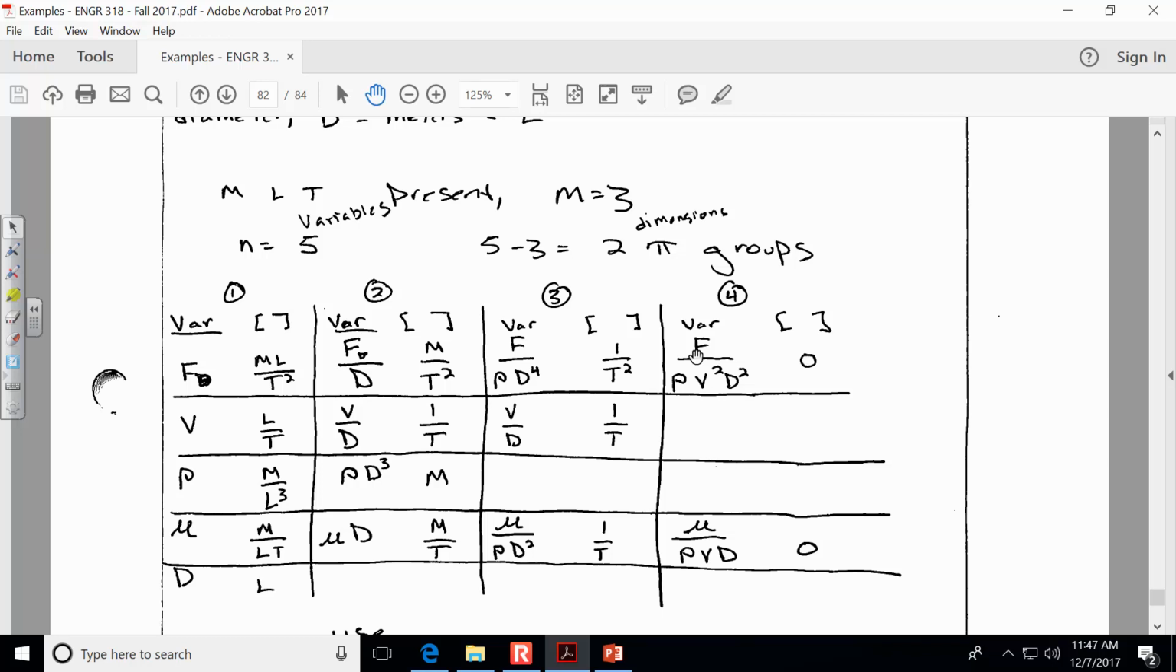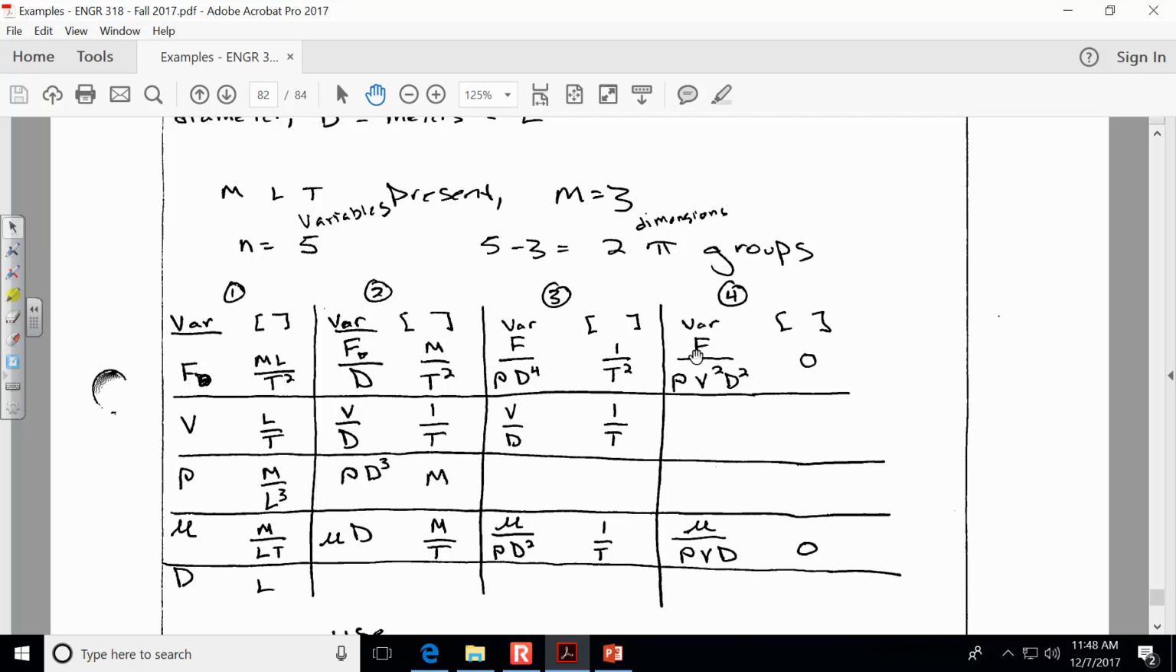Okay, step 3. Now, by the way, I'll mention that there's more than one right way to solve a problem like this. There isn't just a single solution to these pi group constructions. So from 2 to 3, my strategy is to ask what's the simplest unit out there right now. It's this combination of density times diameter cubed, and that gives me mass. So I can use that group of variables to cancel the mass unit out of other rows.